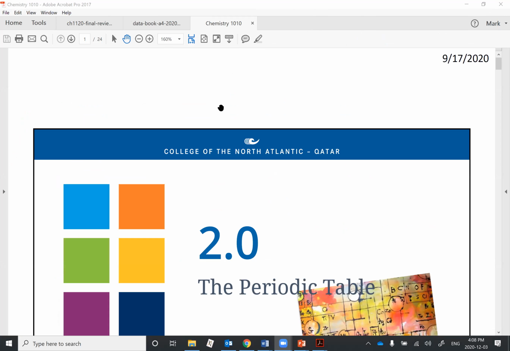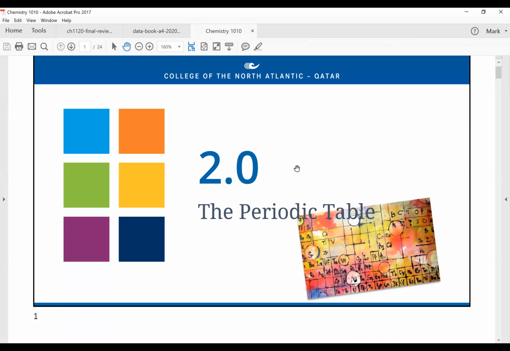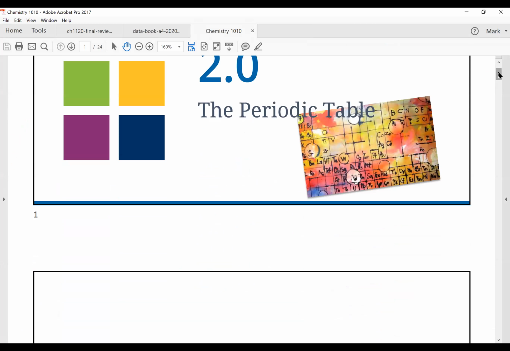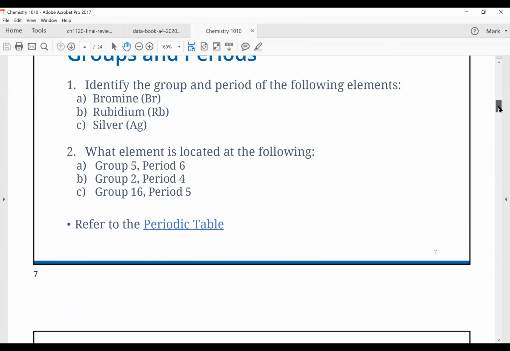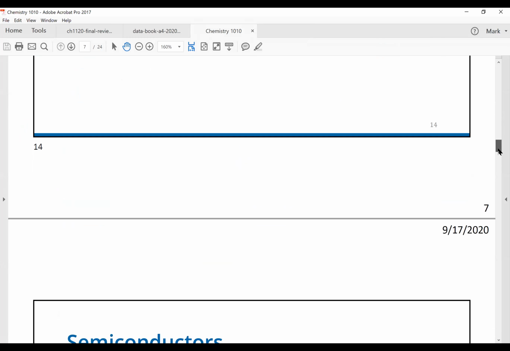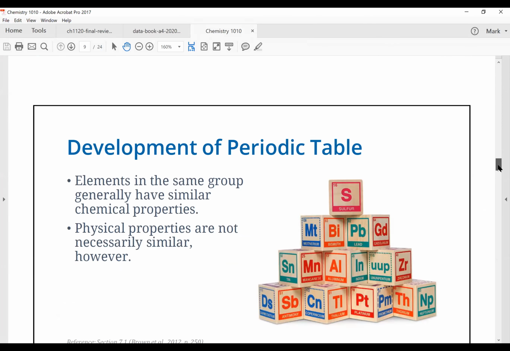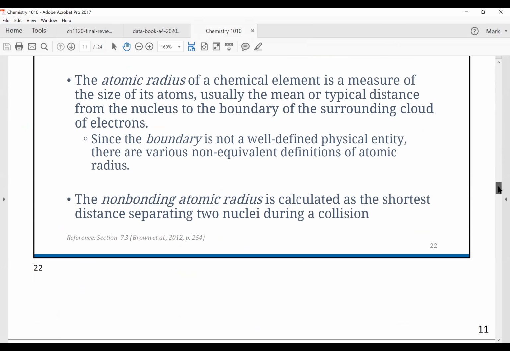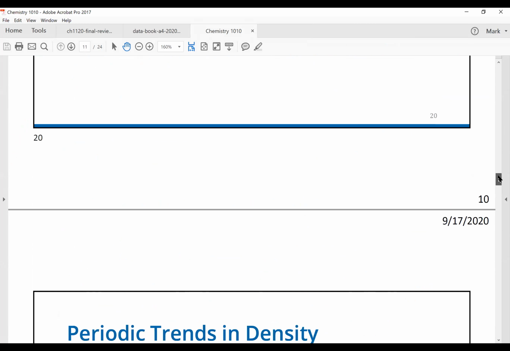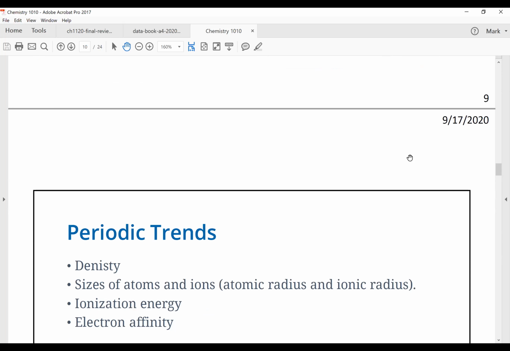What am I doing here? Share my screen. All right, so chapter 2 is on the periodic table. This would be a good chapter to read. Very good chapter, but it's not worth very much on your final. Well, I guess it's worth about 15%, but let's look at some of your periodic trends.